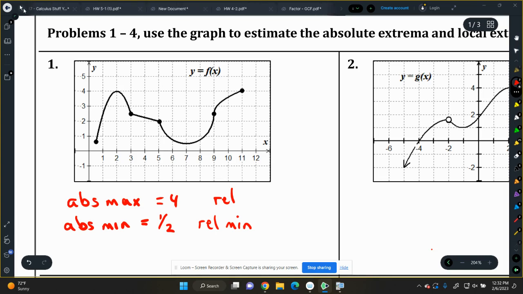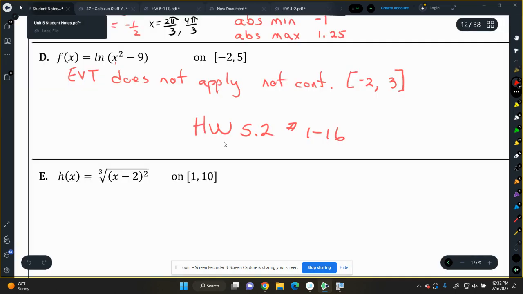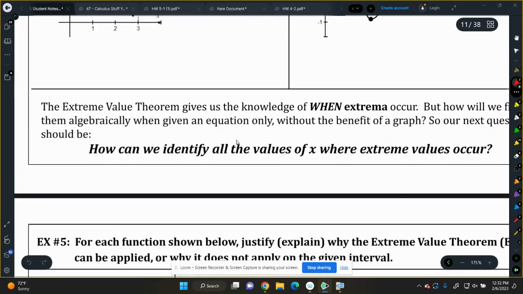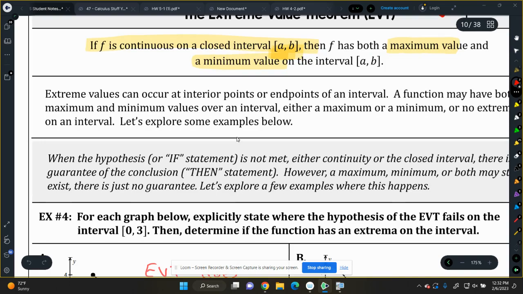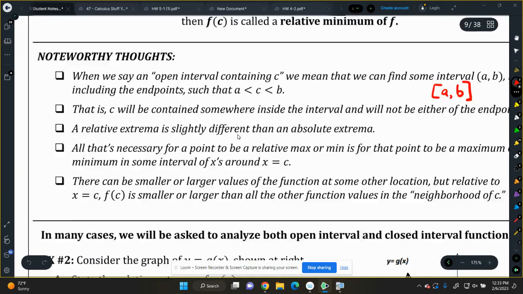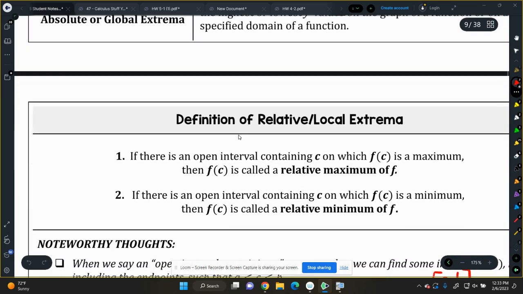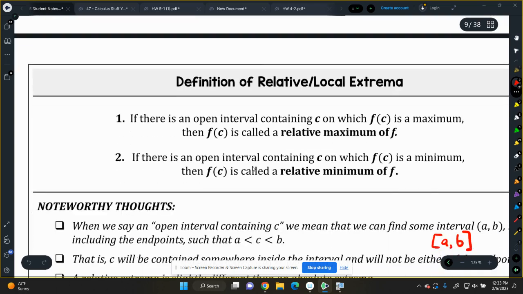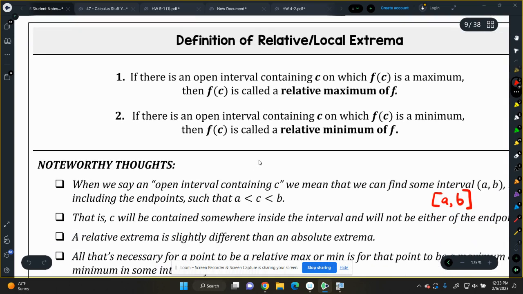Let's go back and look at the definition of our relative minimum, relative maximum. If there is an open interval containing c where f of c is a maximum, then it is called a relative maximum.